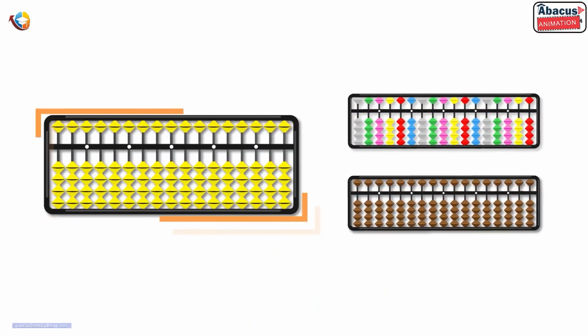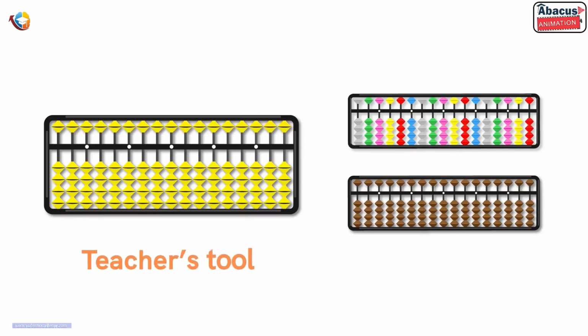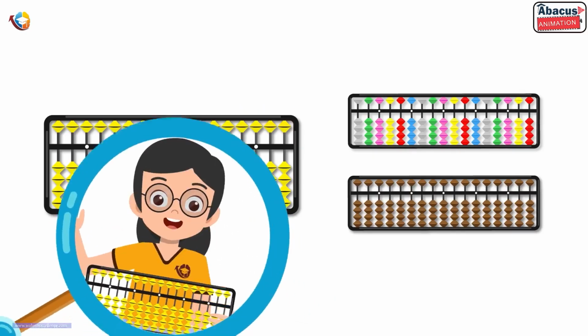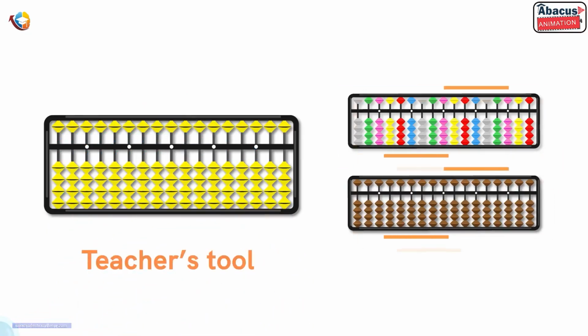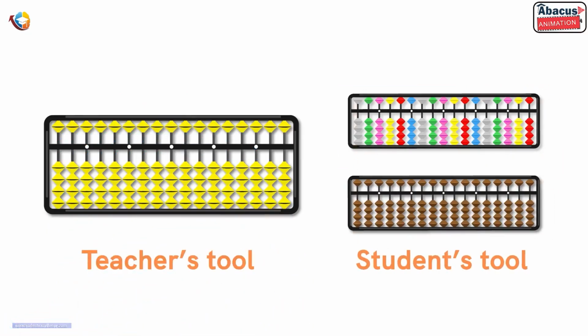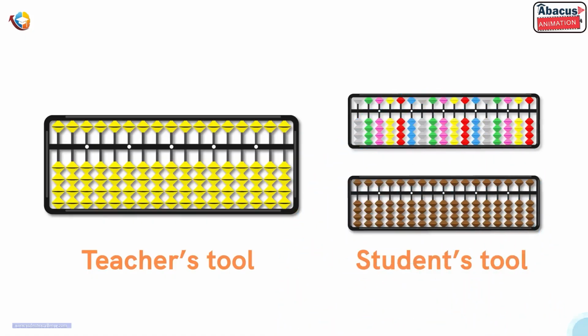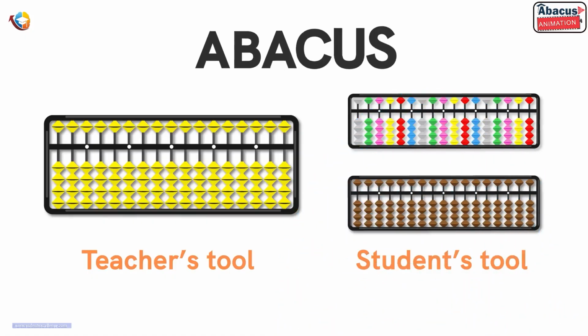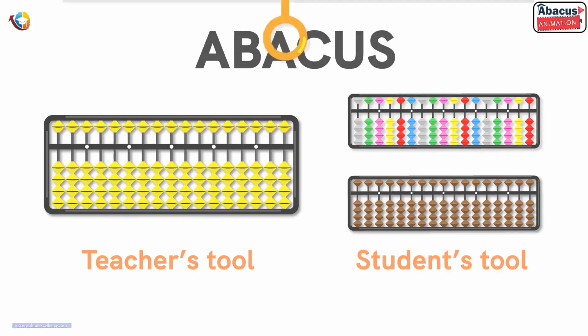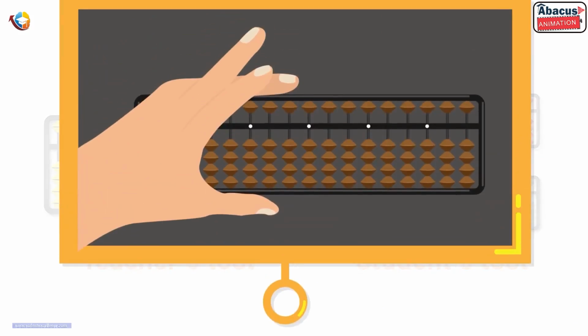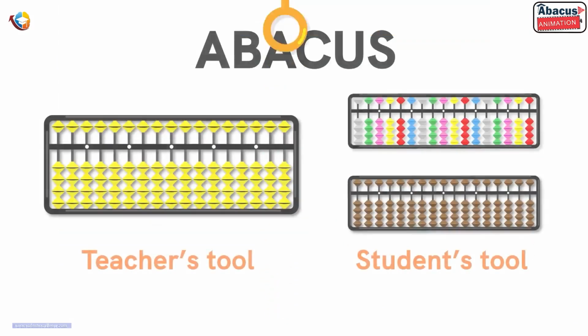The bigger tool that you see here is the teacher's tool, which means it's my tool. And the two smaller tools are the student's tool, which means it is your tool. Because now you're learning the basics of the abacus, you might get any one of these tools, the colorful one or the brown one, to practice hands-on and to calculate. But working on both of these is the same, alright?